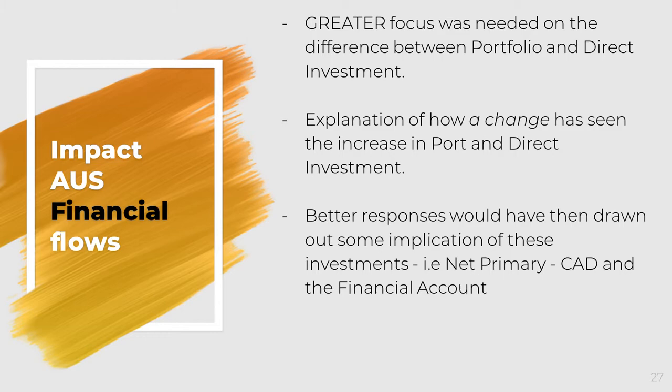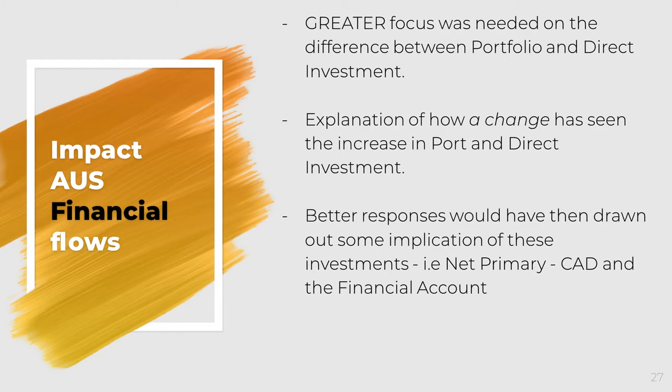Greater focus was needed on the difference between portfolio and direct investment. Show the marker you know your stuff. Show the marker that you know the difference. Back it up with a stat. An explanation of how a change has seen an increase in portfolio and direct investment would have been good. So due to Eurozone instability, Australia has become a more attractive investment option. Link it with our AAA credit rating, and therefore we see this direct investment coming from Europe into Australia.